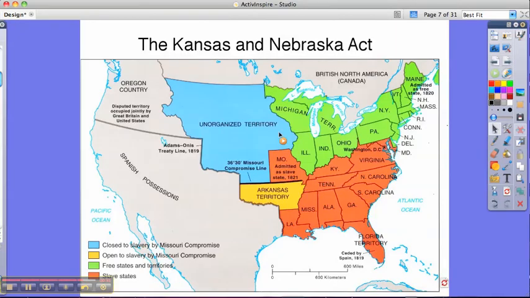And the final one is you can use it to show geography. So in explaining the Kansas-Nebraska Act, you can explain how people from the north of the United States came to Kansas to try and make it a free state, and people from the south came to Missouri to make it a slave state. And in the process, they created a war that was a precursor to the Civil War.